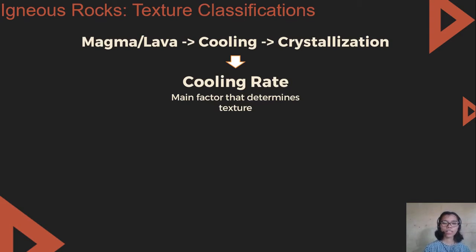Okay, so cooling rate is the main factor that determines texture. The faster the cooling process, the finer the igneous rocks; the slower, the fewer and larger crystals will form.